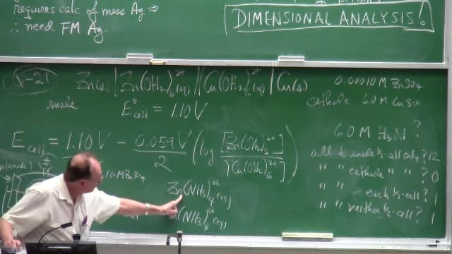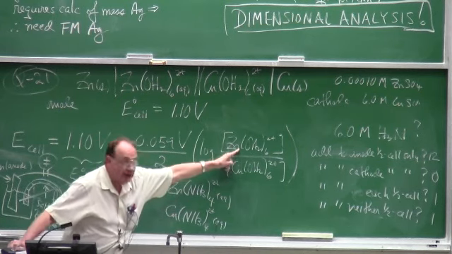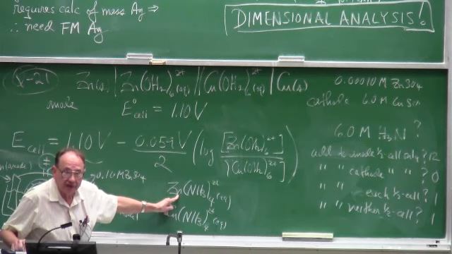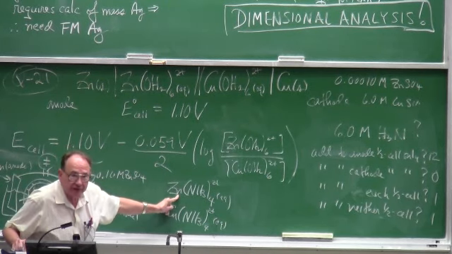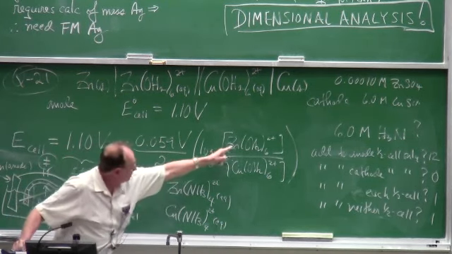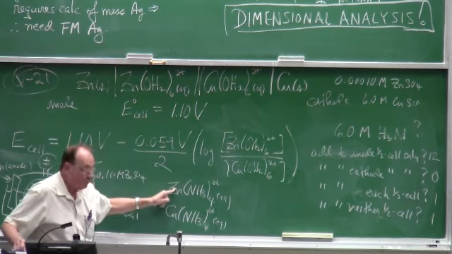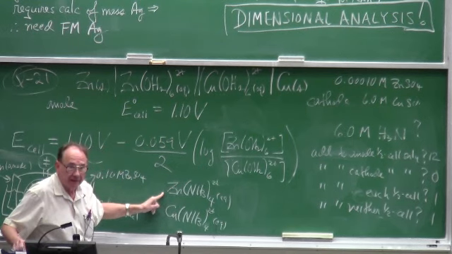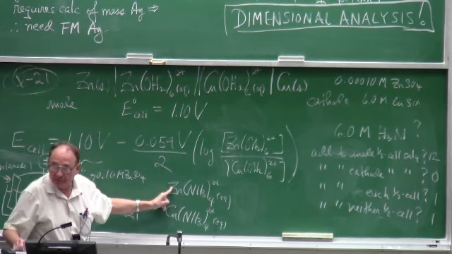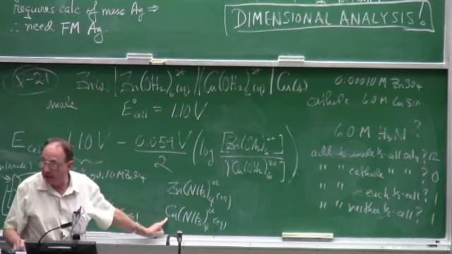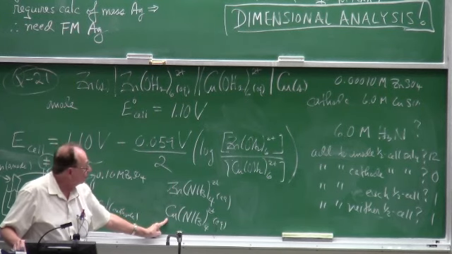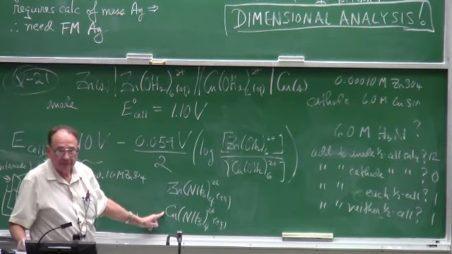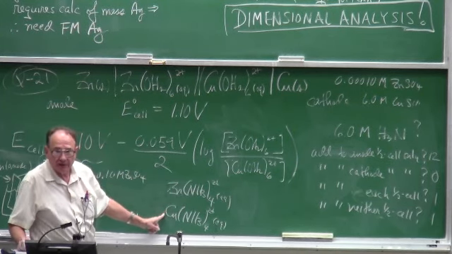How does the stability of this ion compare to the stability of this ion? Because this list of half cells is really a list of thermodynamic stability information. Which one of these is more stable? The ammonia complex or the water complex? The ammonia complex is more stable. Now look at the copper complex. Which is more stable? The copper ammonia complex or the copper water complex?